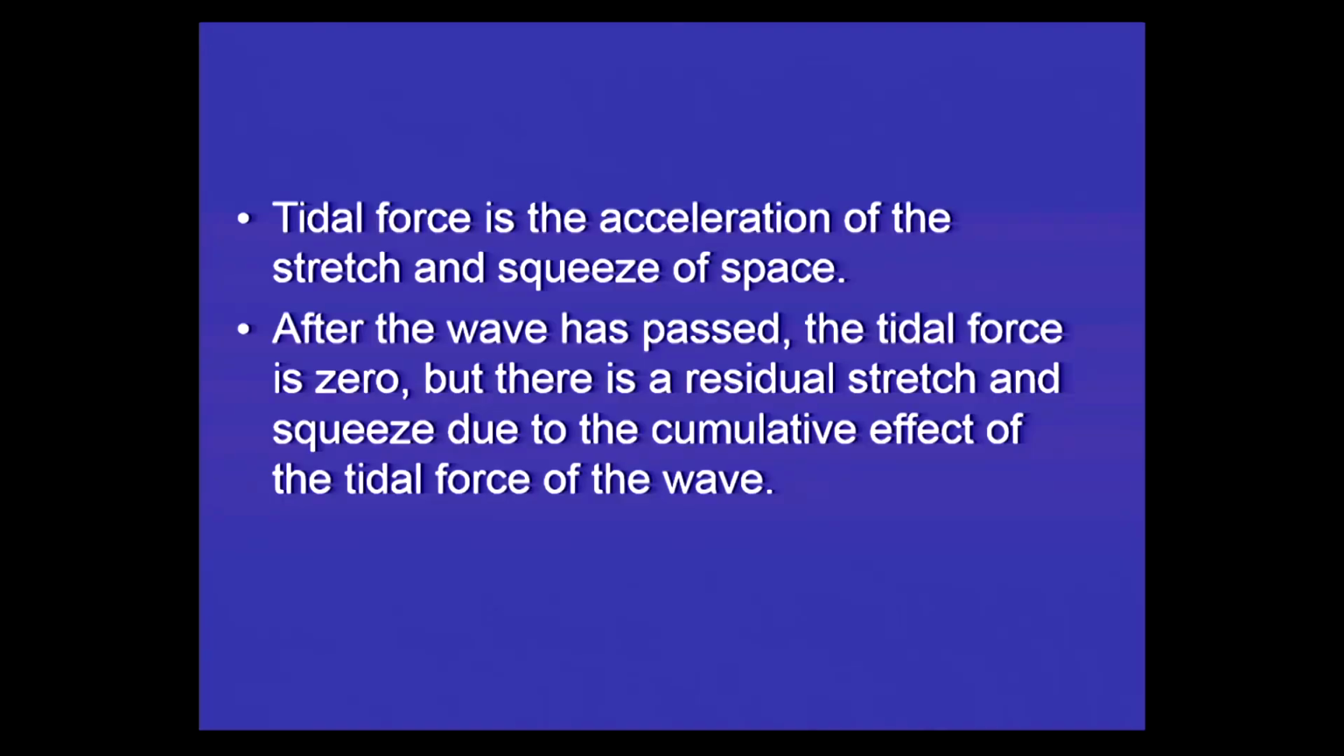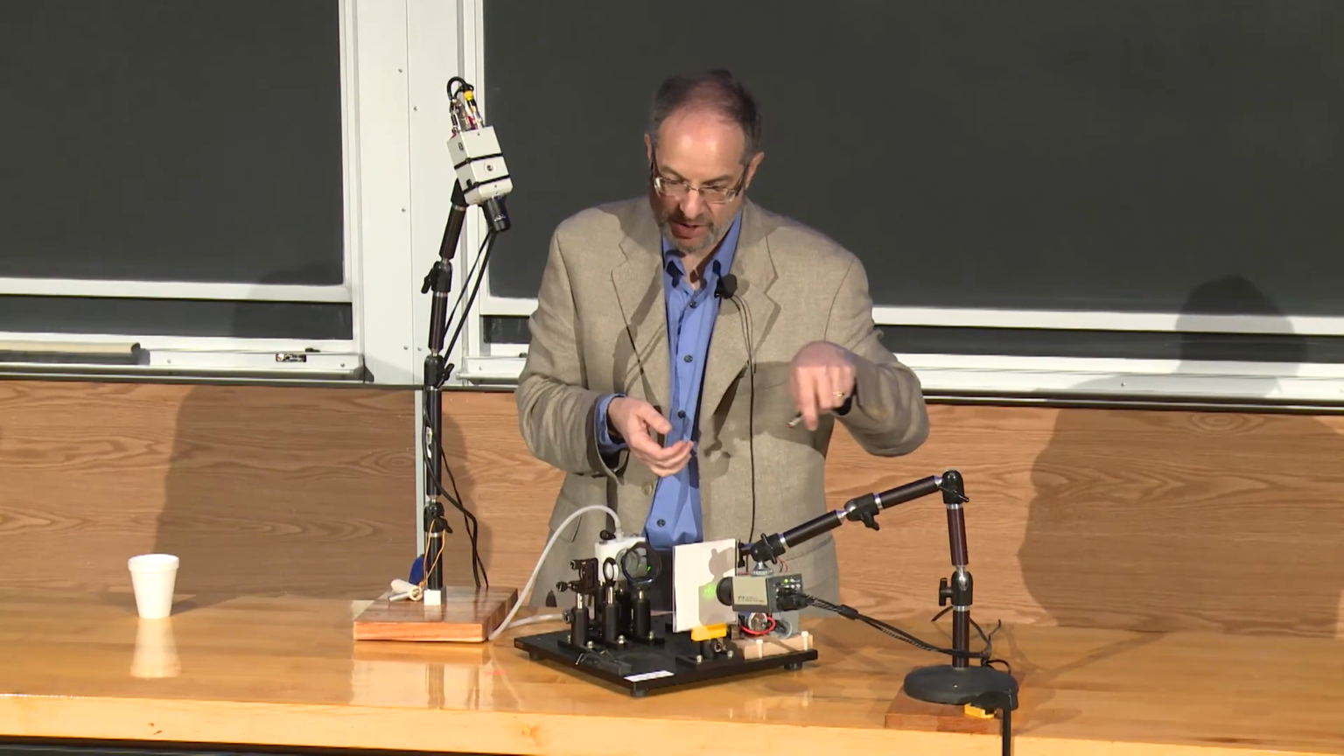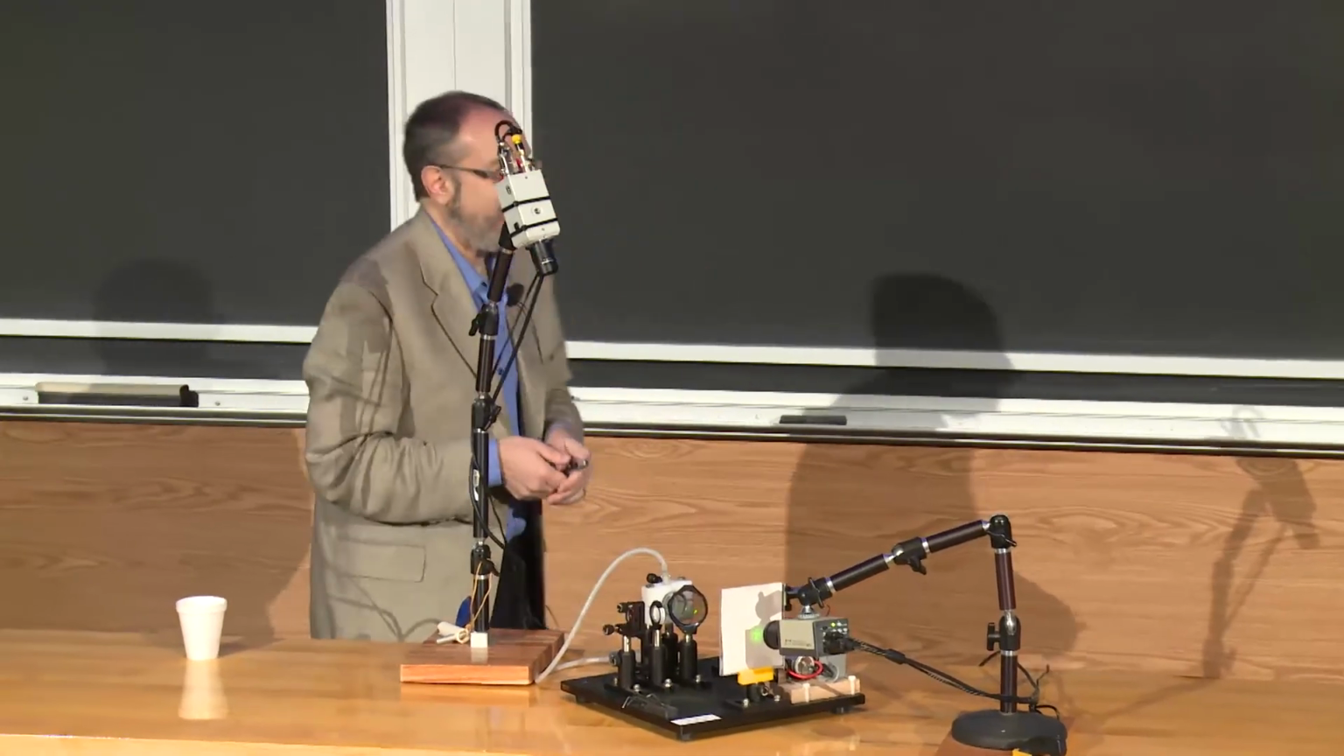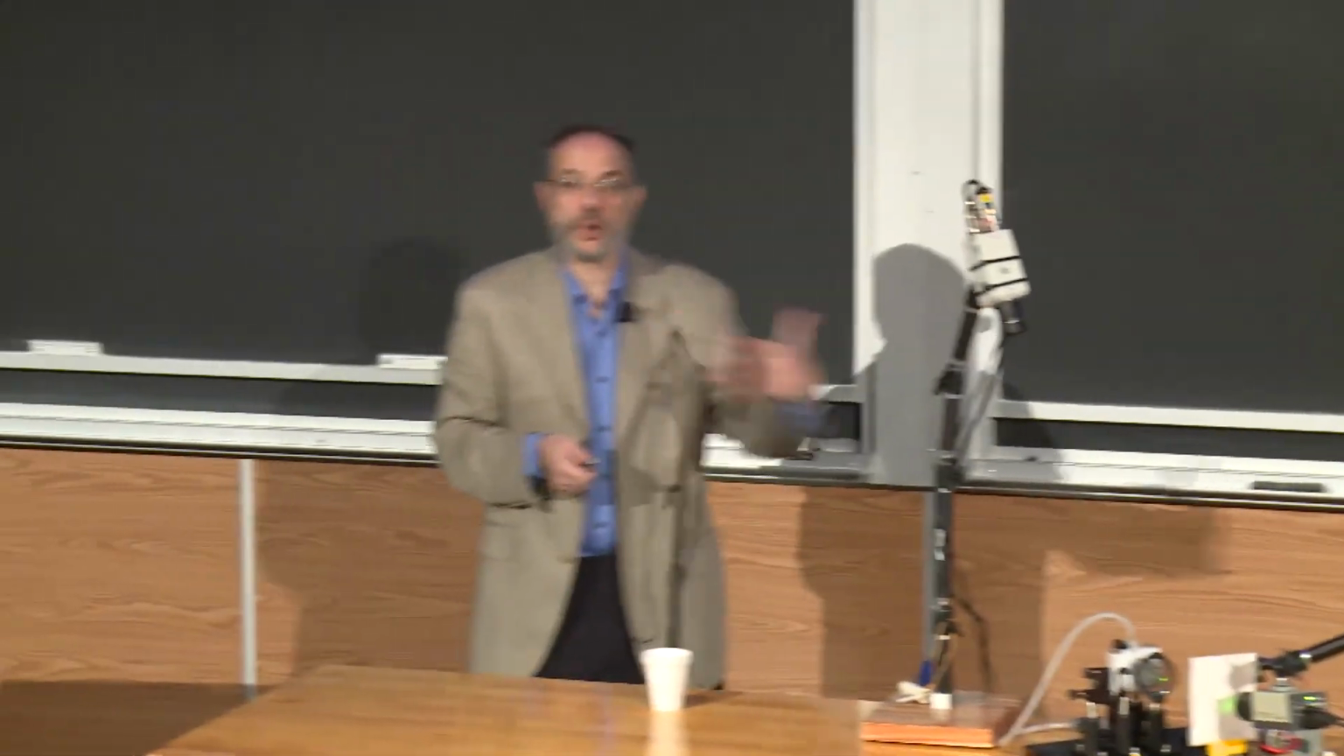Okay, so now let's think about the tidal force of gravitational waves. So a gravitational wave, thought of as a wave of tidal force, comes in and it accelerates the mirrors of the interferometer. So you want to think of the gravitational wave coming by, and its oscillating tidal force makes these mirrors oscillate back and forth.